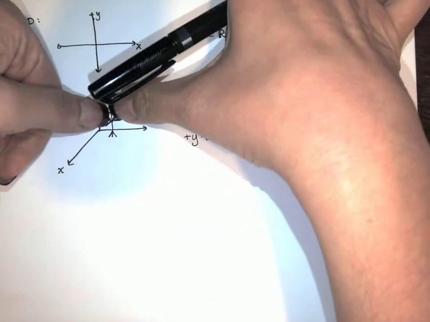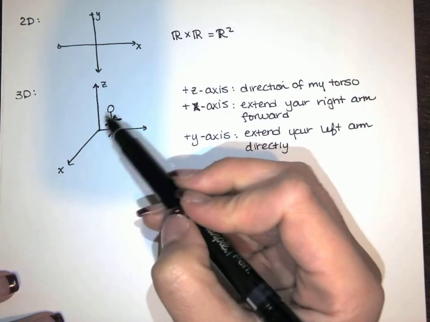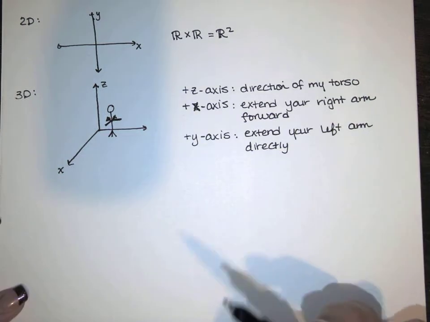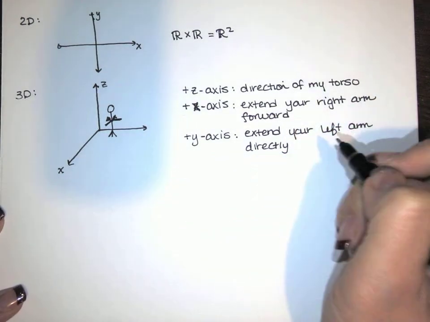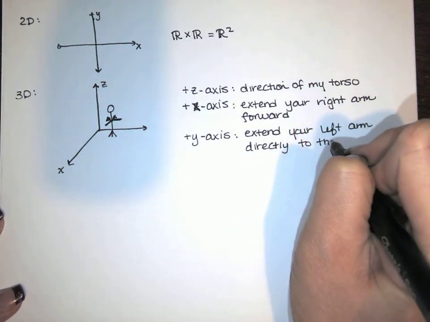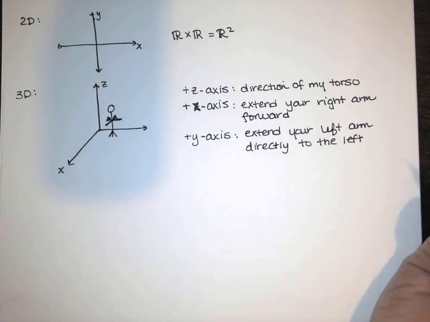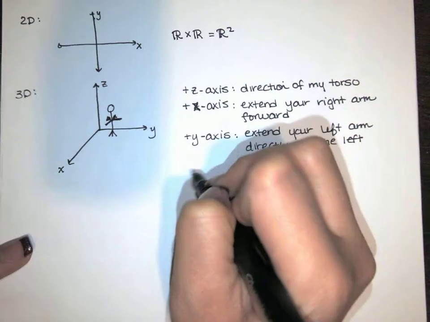See, sorry, those are not arms. That's an arm and that's an arm. That's what I'm trying to show you. This is called a right-handed coordinate system.